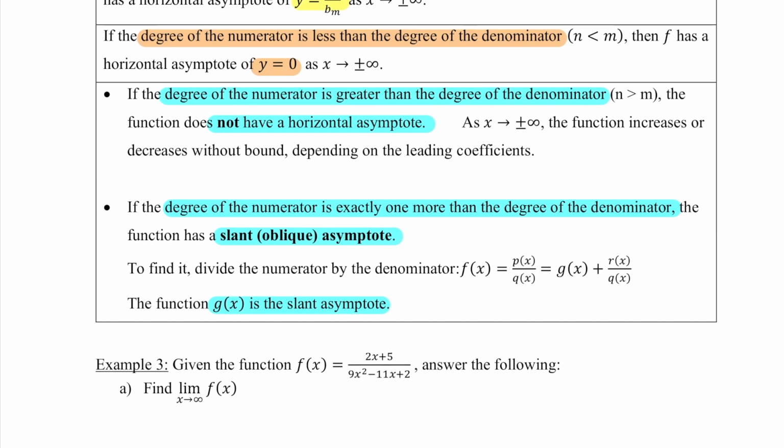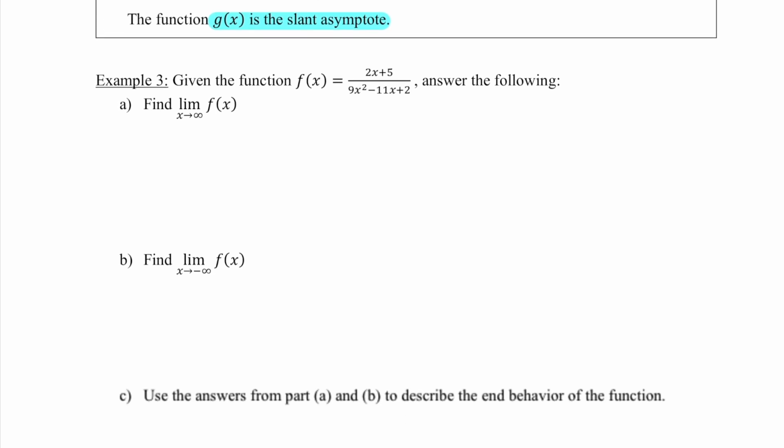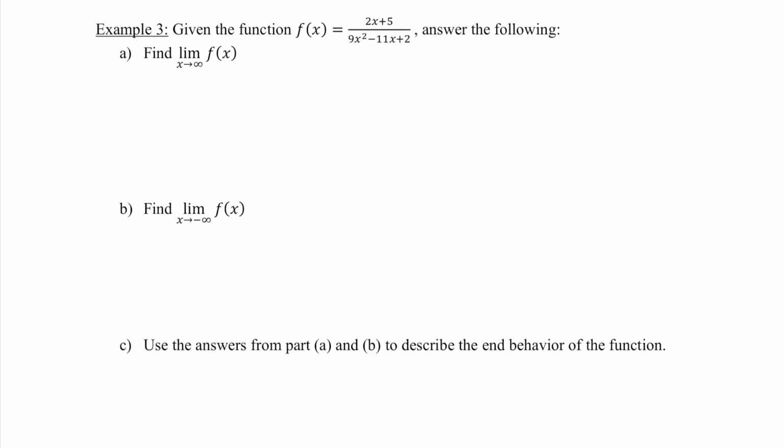Now, let's apply these rules to an example. We're given f of x equals 2x plus 5 over 9x squared minus 11x plus 2. We want to find the limit of f of x as x approaches infinity, the limit of f of x as x approaches negative infinity, and describe the end behavior.